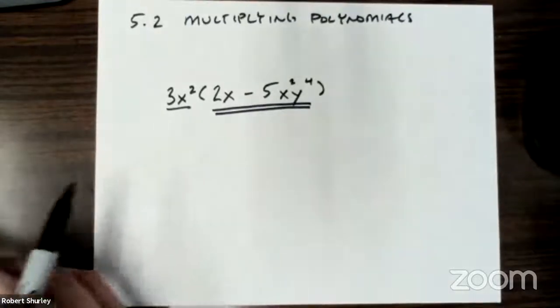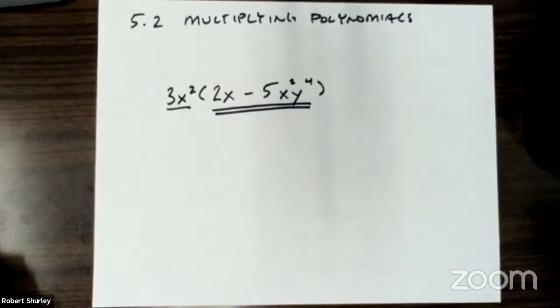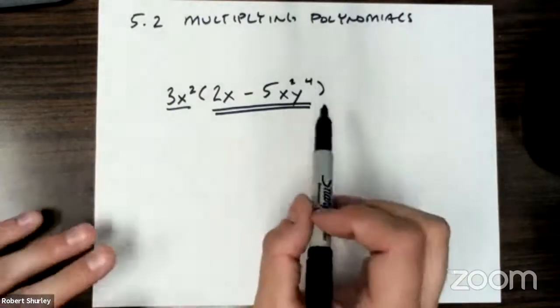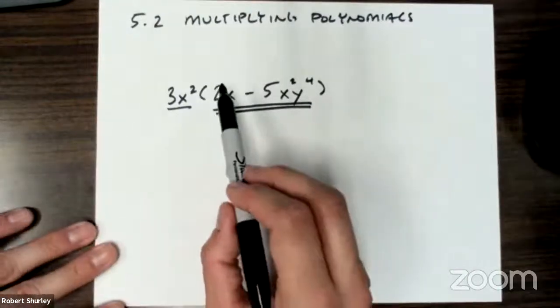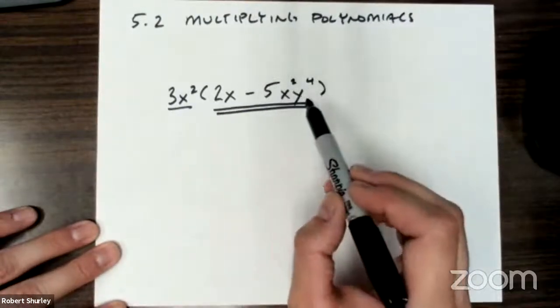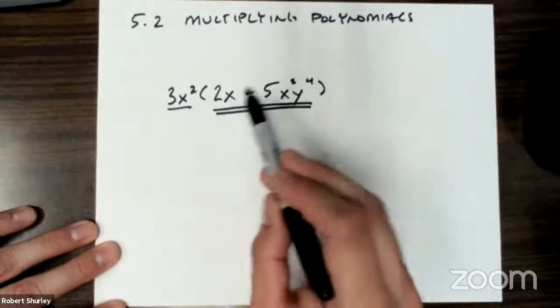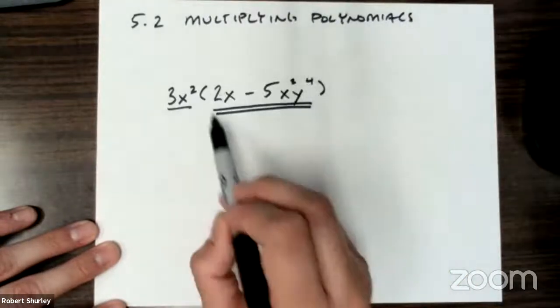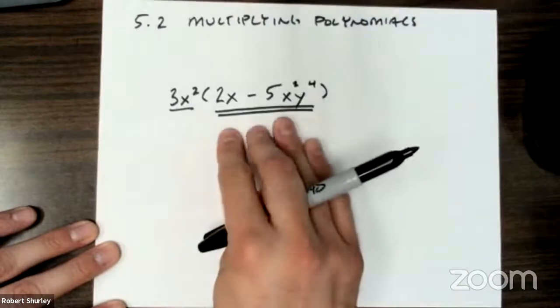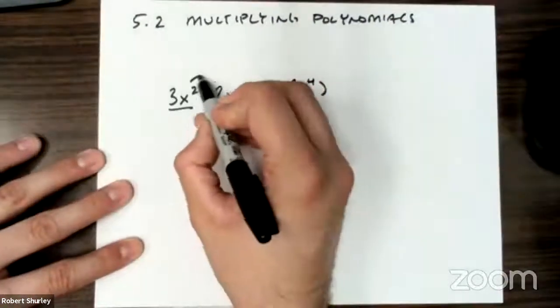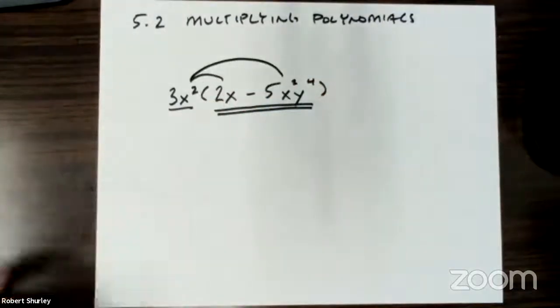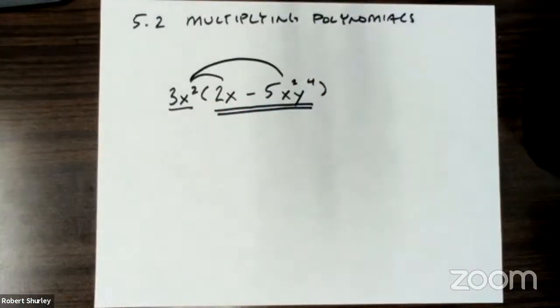Always remember order of operations. I know I'm kind of all over the place right now, but remember order of operations. Order of operations states that if we've got something in parentheses, you need to do it first. Well, we've got 2x and we've got 5x squared y to the fourth. These are definitely not like terms. So we cannot subtract these together. If we can't subtract them together, then go to the next operation. Well, we need to multiply. So we can multiply this 3x squared through both of these terms.